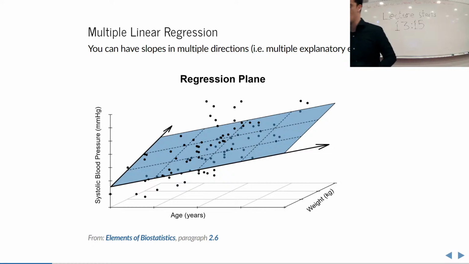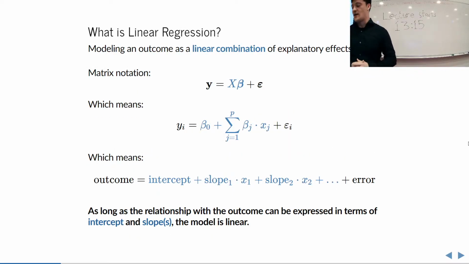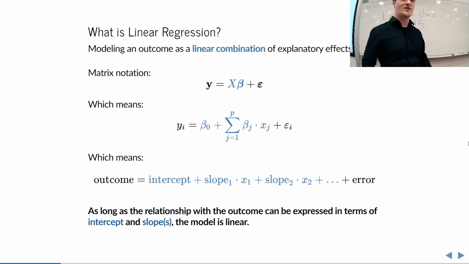And even though this is no longer a line, this is a plane, because it's in two directions, it is still a linear model, because all it is is an intercept, which is where it hits the y-axis, and then a slope times the age, and a slope times the weight. So again, this is still linear. Okay, so what I'm trying to say is, as long as you can express a relationship with an outcome in terms of intercept and slope, then it's linear.